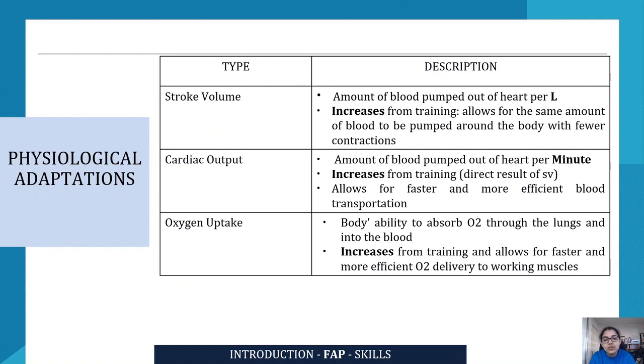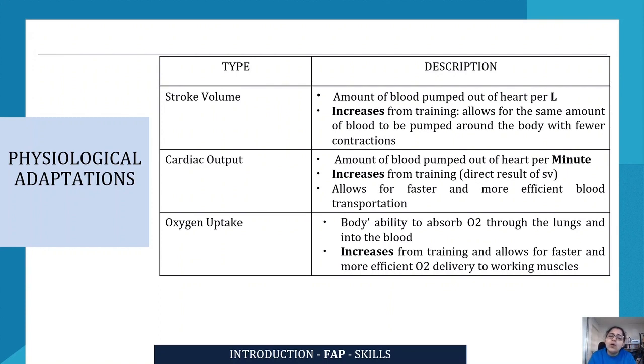Cardiac output refers to the amount of blood which is pumped out of the heart per minute. So the difference between stroke volume and cardiac output is that stroke volume is the amount of blood that is pumped out per liter, and then cardiac output is blood that is pumped out per minute. And essentially it increases from training, and that is a direct result of stroke volume as well. So if you're able to pump out more blood with fewer contractions, that would also mean that you're able to pump out more blood per minute. So as a result of that, we can see how stroke volume and cardiac output are related.